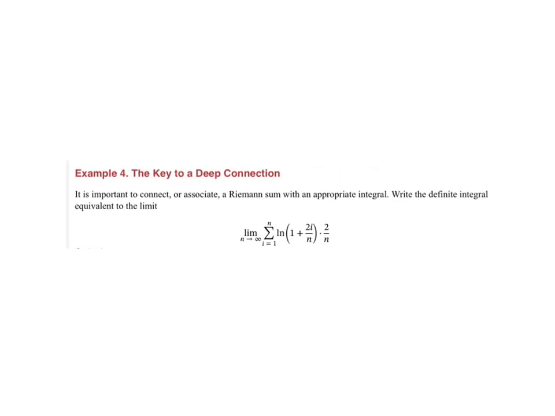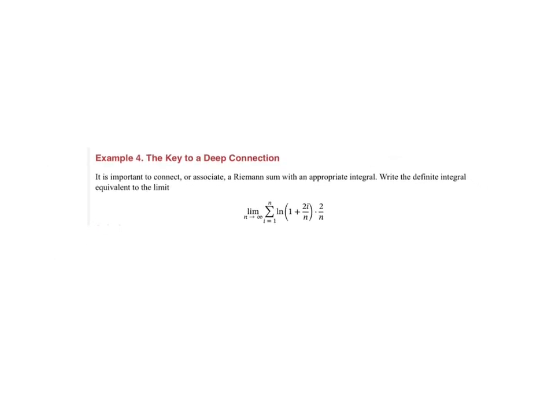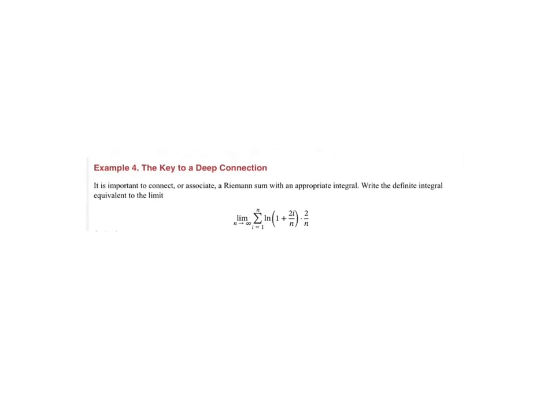This is kind of the last ditch effort to solidify this. It says this is the key to a deep connection. They're serious about it, right? It is important to connect or associate a Riemann sum with an appropriate integral. Write the definite integral equivalent to this limit. So one last try at this. We've got a sum, and our job at this point is to write the integral that would represent this sum.